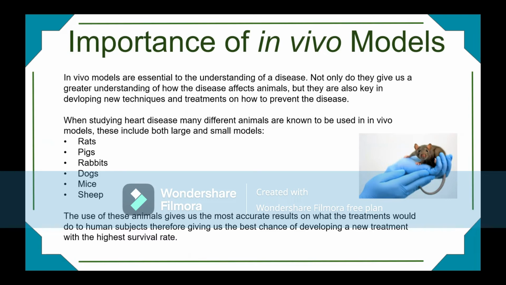When studying heart disease, many different animals are known to be used in in vivo models. These include both large and small models: rats, pigs, rabbits, dogs, mice, and sheep. The use of these animals gives us the most accurate results on what the treatments would do to human subjects, therefore giving us the best chance of developing a new treatment with the highest survival rate.